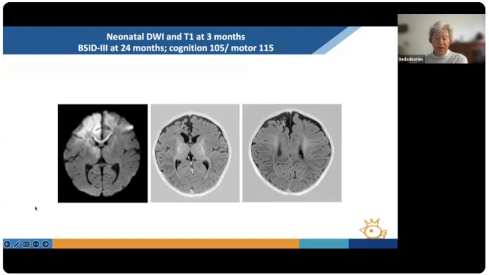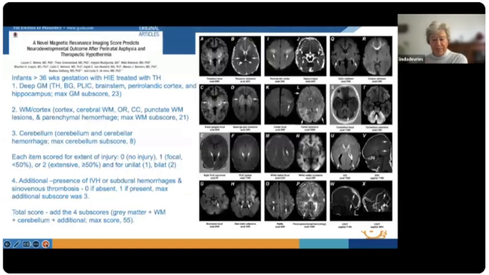Now, fortunately, this baby has done very well with good Bayley scores at 2 years and still also at 3.5 years. But we will need to see how the child is going to get on at school age, because with these types of injuries, the watershed, the children usually do not do so well at school, they get behavioral problems and also memory problems.